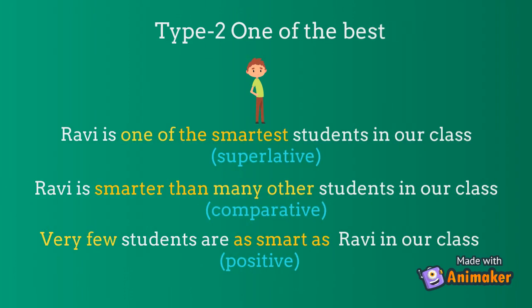When we change from superlative to comparative degree we must not change the meaning of the sentence. So, Ravi is smarter than many other students in our class. We should add many other next to than in the sentence. In positive degree, we should write as, very few students are as smart as Ravi in our class.